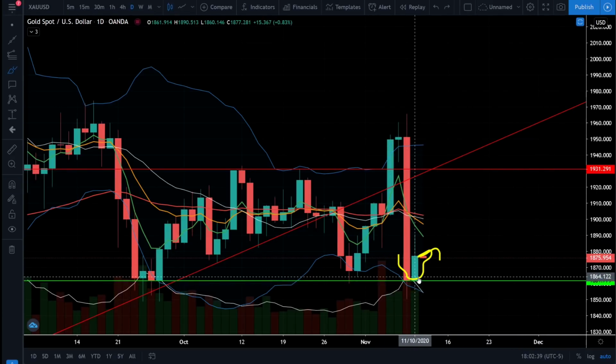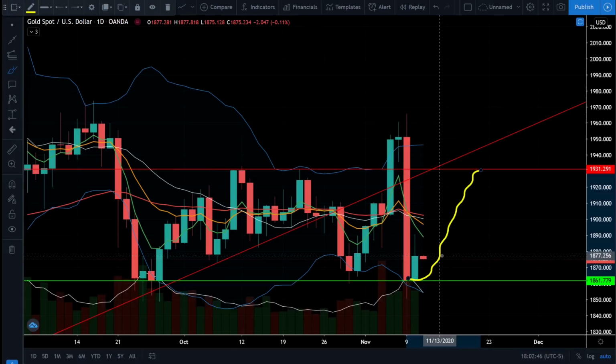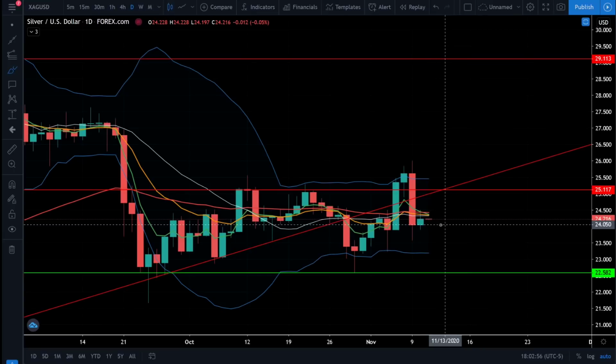So on gold, we are getting another bounce off 1860, and we're looking for another test of resistance at 1930. So it could be a good time to start accumulating gold as long as that 1860 support level continues to hold up. Similar story on silver.